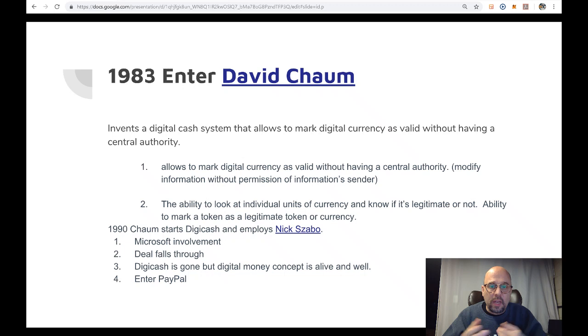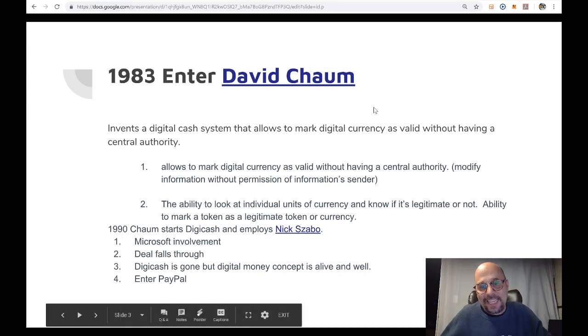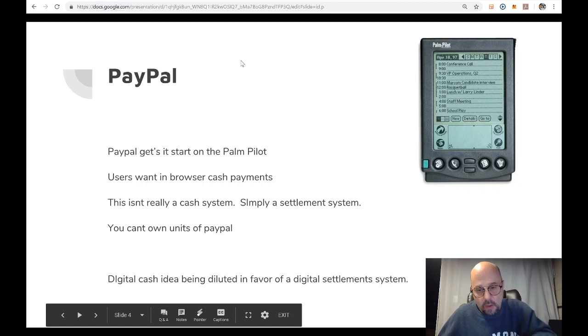So the ability to look at the individual units of currency and to know if that is a legitimate unit of currency or not. The ability to mark a token as being a legitimate token or not. Okay, and so that happened in about 1983. And so let's go back here.